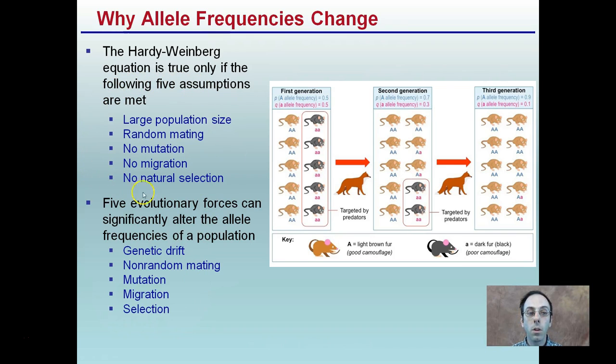Remember, these are assumed in the Hardy-Weinberg equation, but this is a little bit more accurate to what we might see in a given population. You see here, 50% of individuals are targeted by predators. The brown ones have good camouflage, the black ones have poor camouflage, and over certain generations we see a selection for the brown phenotype.